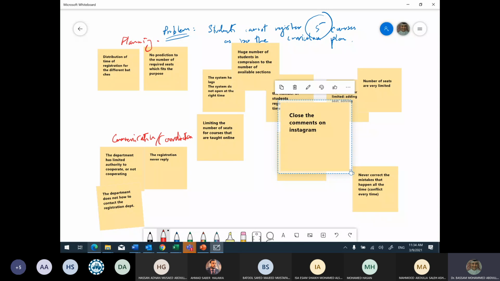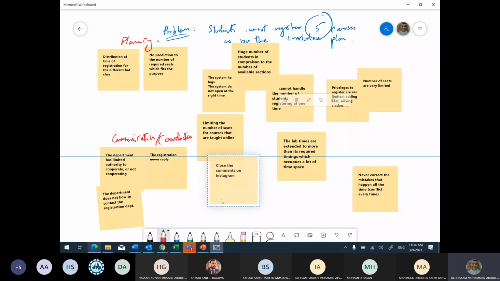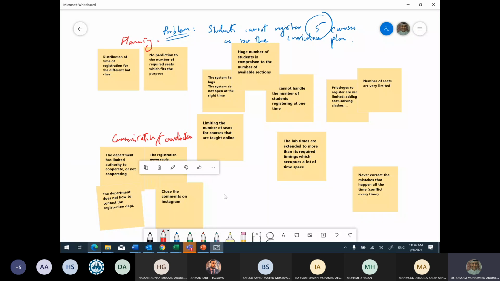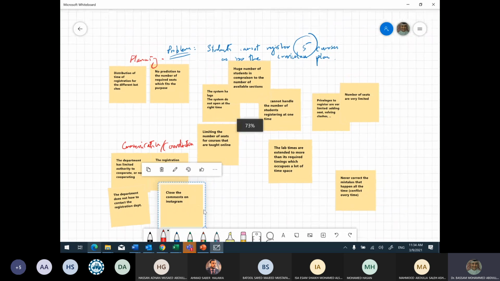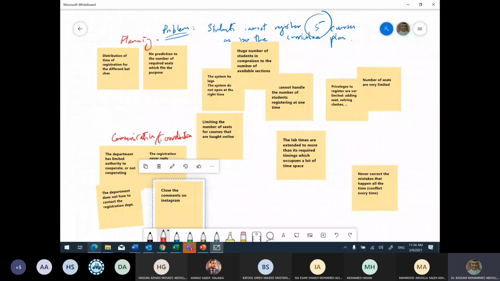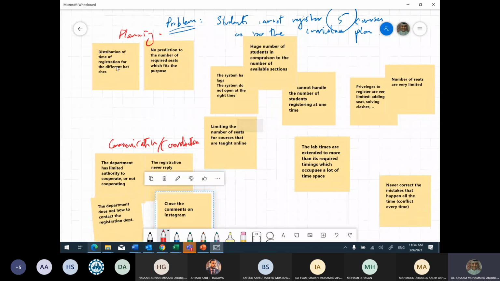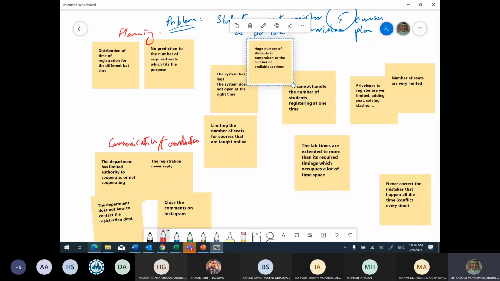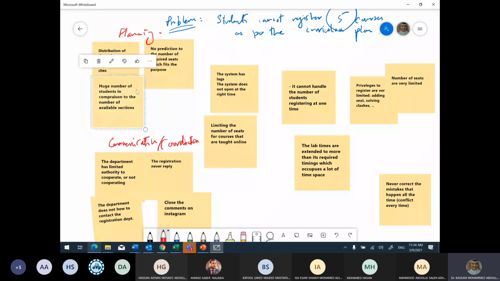I totally agree. You see, when we started arranging them, we started coming up with additional ideas or additional reasons for the problems. Why? Because we started knowing that there's a problem with communication and coordination. Even with planning, there's a problem. That means they don't distribute things well from the beginning. They do not predict the number of seats from the beginning. They know the number of students, but they don't put available sections from the beginning. And so you can see how that is all related to planning.